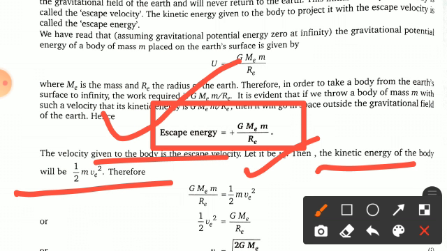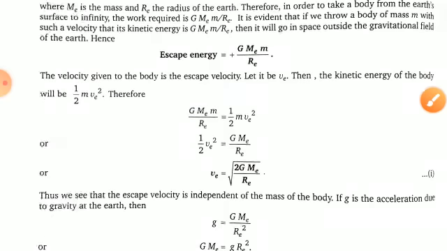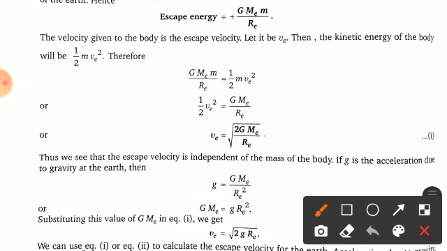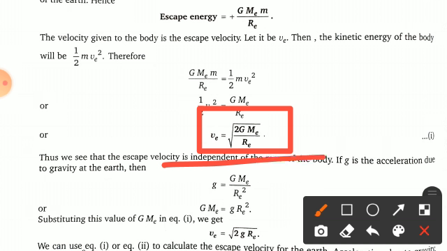So you can see here, this is the kinetic energy, and we compare both the equations. GMeM by Re equals half m ve square. After solving the expression, you will finally get the escape velocity equals root 2 GMe by Re. Thus we see that the escape velocity is independent of the mass of the body. This is the important one.